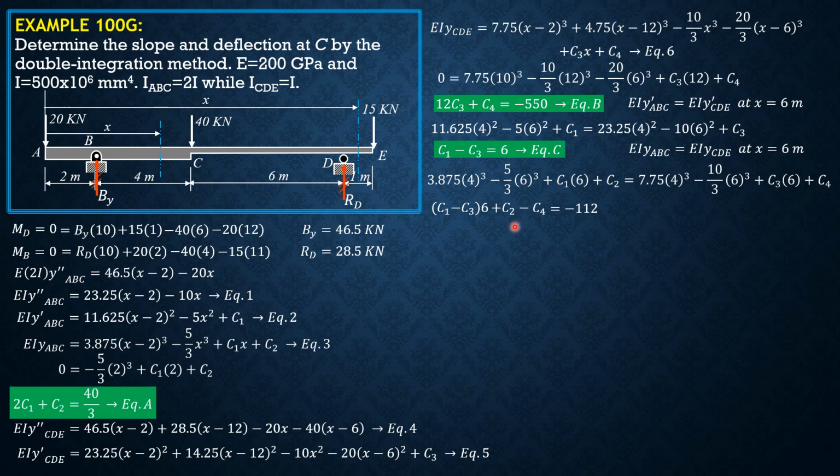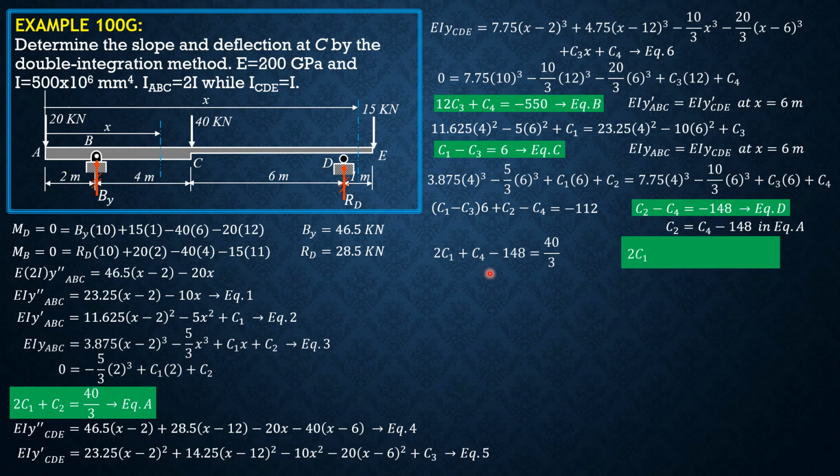So we can set up another equation: c sub 2 minus c sub 4 equals negative 148, which is negative 112 minus 36, minus 6 times 6. Equation D, from here, c sub 2 is c sub 4 minus 148. So substitute this value in equation A: 2 c sub 1 plus c sub 2, which is c sub 4 minus 148, equals 40 over 3. Simplifying, 2 c sub 1 plus c sub 4 equals 484 over 3.